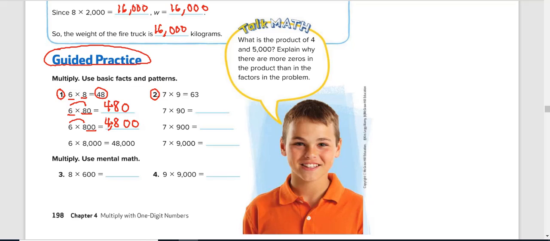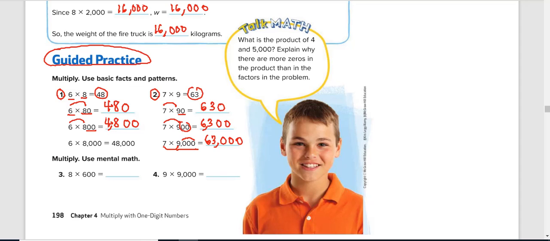The step example 2, the same thing. At the back of 90 is 1 zero, and 7 times 9 is 63. 900, 2 zeros. 7 times 9, 63. Answer, 6,300. And for this 9,000, 3 zeros, 1, 2, 3. And 7 times 9, 63. That gives me 63,000. Very easy.